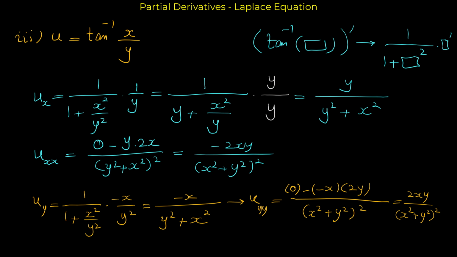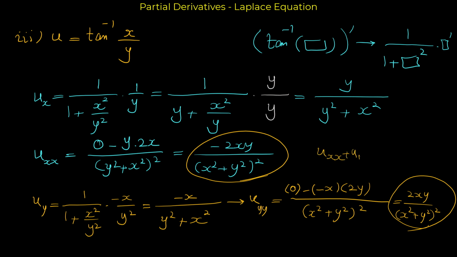Now attention. If we add this to this, what is the sum? uxx plus uyy would be 0 because the denominators are the same. So we add numerators, 2xy minus 2xy is 0. So this is also a solution of the Laplace equation.